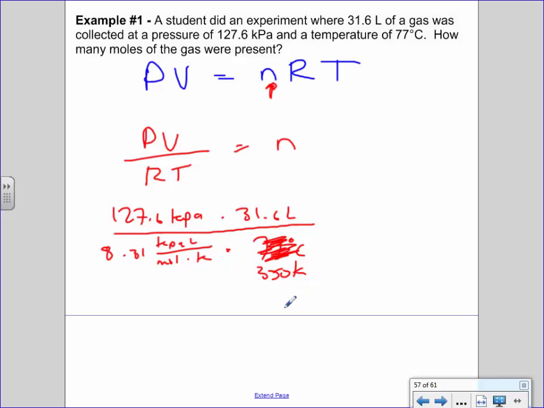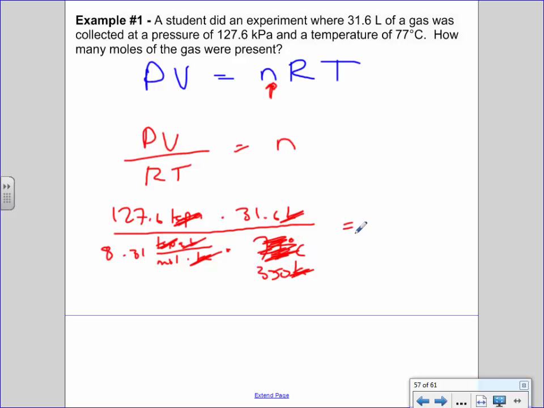The point I wanted to make by intentionally making that mistake, is that you should watch your units cancel. This kilopascal will cancel that kilopascal. This liter will cancel that liter. This Kelvin will cancel that Kelvin. What's the only unit I didn't cancel? Moles. So now we know how many moles of gas there will be, because that's the only thing that will be left.